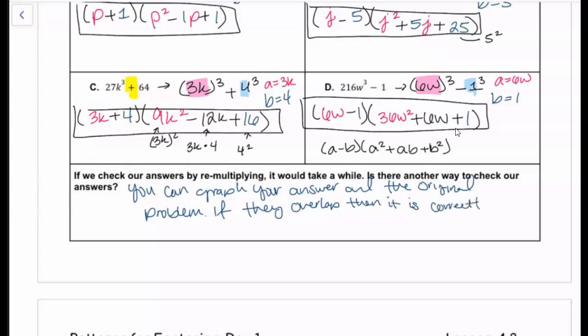Because remember, at the end, we have the same expression. We're just rewriting it in a different form. So if you graph it, and it gives you the exact same thing. Now, when you graph it in your graphing calculator, make sure to turn everything to x's, but if they overlap, you've done it correctly.